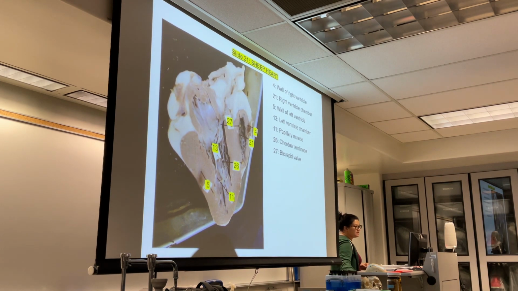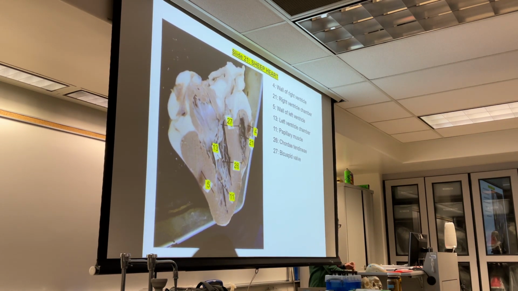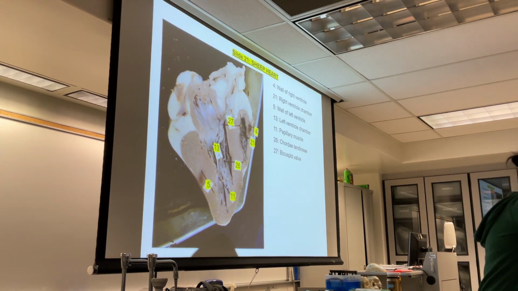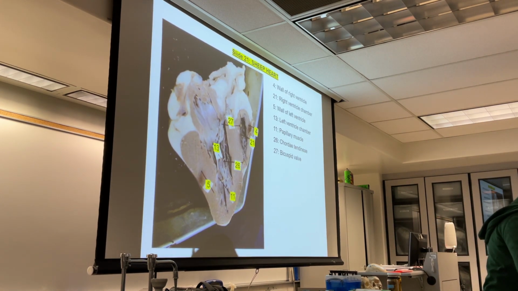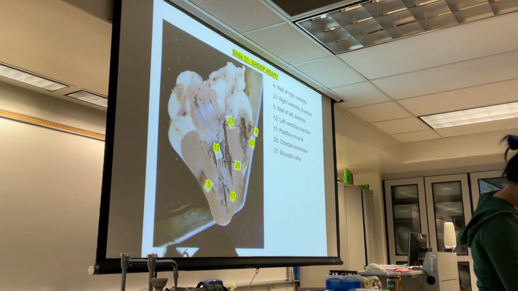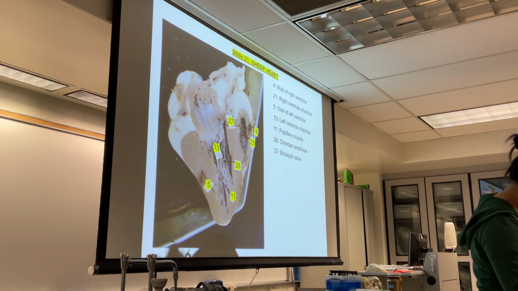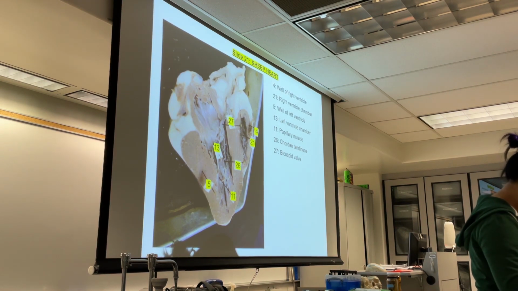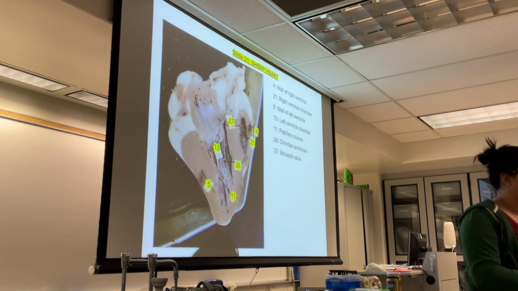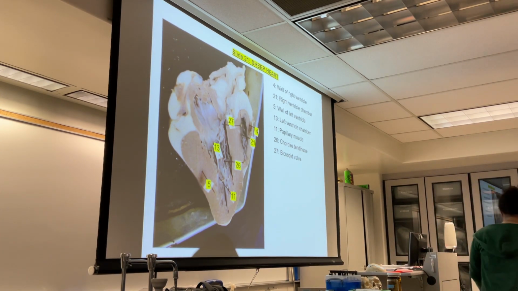Same thing here. Once again, these little things right here are the chordae tendineae. These are your actual valve flaps right here. These are your papillary muscles. The white strings are the chordae tendineae, but the little red things down at the bottom are the papillary muscles that connect to the ventricular wall.